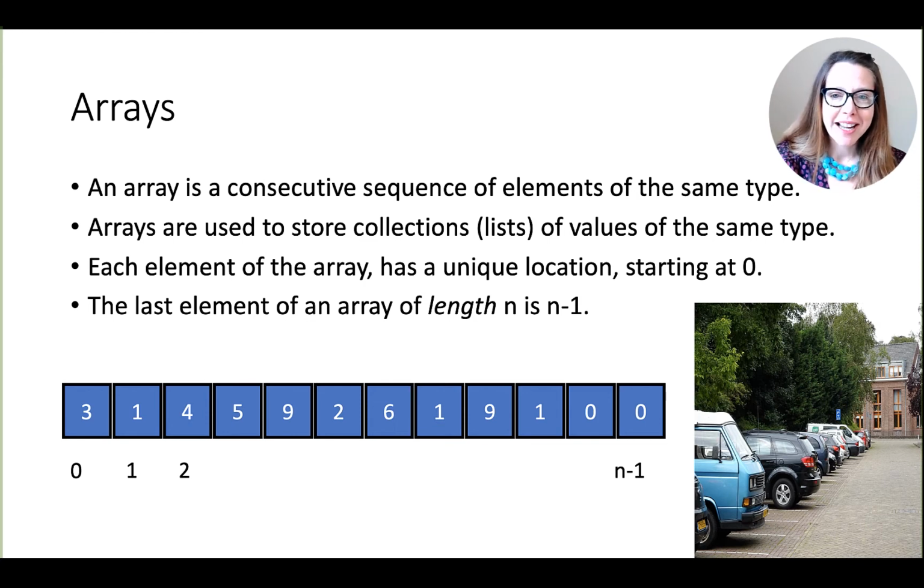Each element of the array has a unique location. Just like strings, the index of these elements starts at 0. This means that the last element of an array of length n can be found at position n-1.